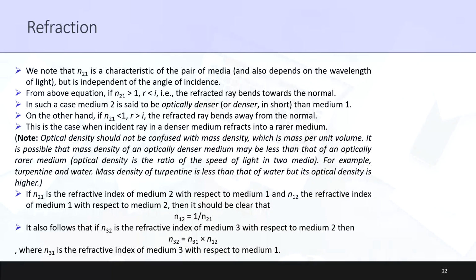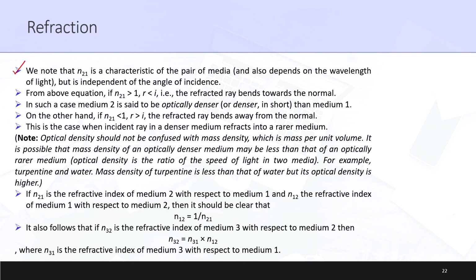Okay, fine. Let us move on then. Next, we know that n21 is a characteristic of the pair of media and also depends on the wavelength of light, but is independent of the angle of incidence. This line will be much clearer when you go through the wave optics concept, because everything related to refractive index has been explained there only.